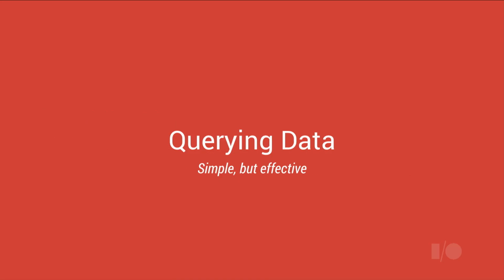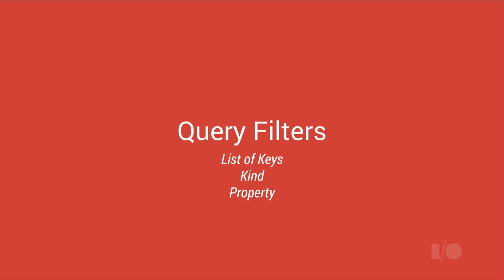Once you have stored this data, the next thing is you want to read it. So for reading data, we provide a very simple but effective querying API. As a part of that API, we provide you an object called query, where you can set filters. Now let us see what kind of filters there are. You can set a list of keys as filters. So if you already know what entities you want to fetch and you already have the keys for it, you can just set the keys in the filters, and it will return you entities belonging to those keys.